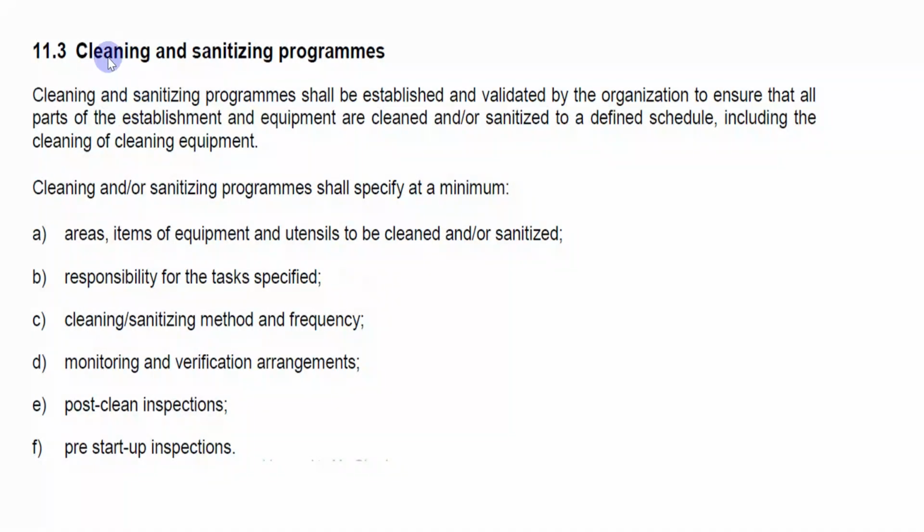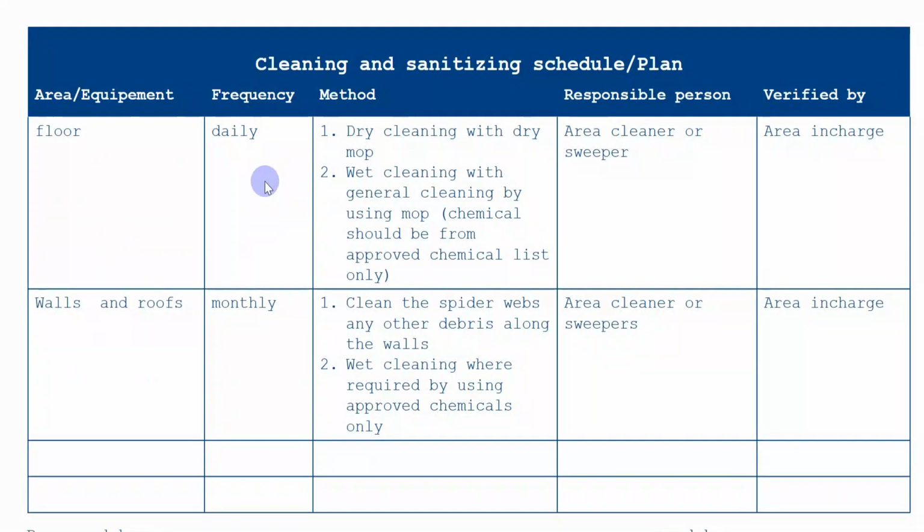Now we will discuss subclause 11.3, which is specifically on the cleaning and sanitizing program. That means we are going to learn how to make a cleaning and sanitation plan. This is a template that I explained and shared in PRP number 8. If you want to know more details, check my video on PRP 8. Here we are just going to have a quick view. So you need to keep in mind some major points that are required as per this clause.